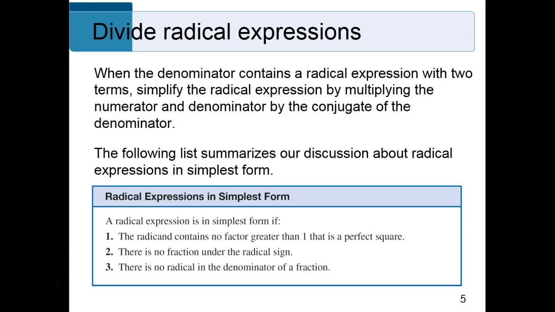The following list summarizes their discussion about radical expressions in simplest form. This says what I did, but in different words. First, the radicand contains no factor greater than 1 that is a perfect square. Well, this is if you're talking about a square root radical. If that was a cube root, then that would be a perfect cube. A sixth root, the perfect sixth power. But right now, we're only dealing with square roots.